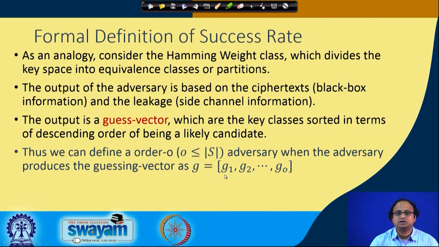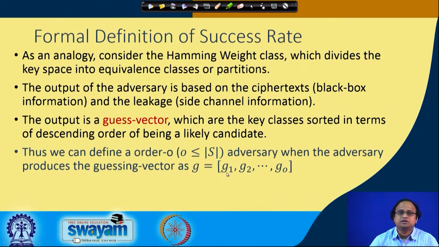So, the guessing vector, typically, we define this as an order O adversary if the guessing vector comes up with O such candidate classes. So, it will come up with a vector G1, G2, and so on till GO, and of course, you can understand that O will be less than the number of possible partitions. If I am talking about a 128 bit state, and I am considering 128 as the maximum Hamming weight possible, then there are 129 Hamming classes, so O would be less than 129, because 129 is essentially all possible cases.